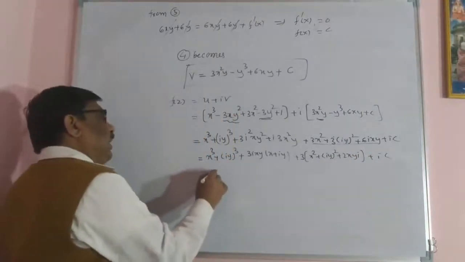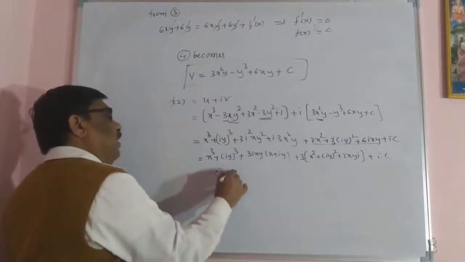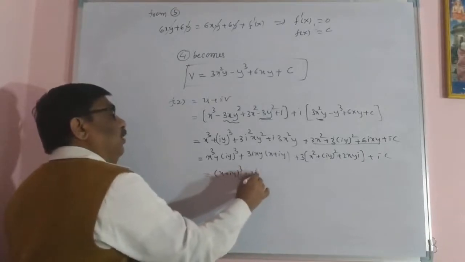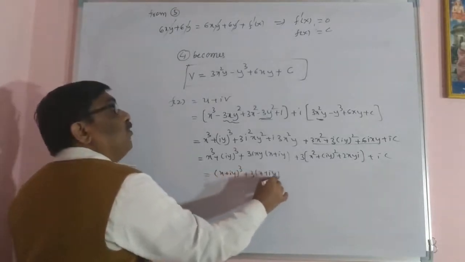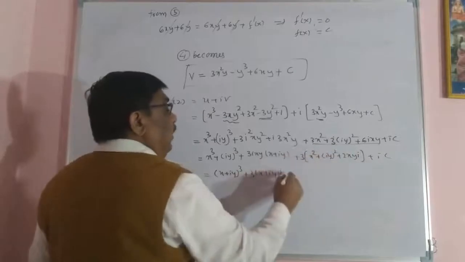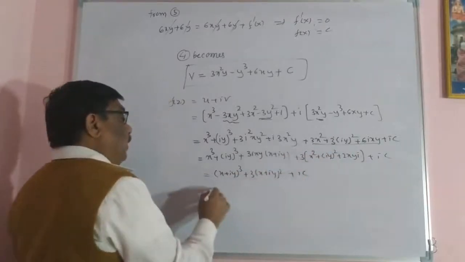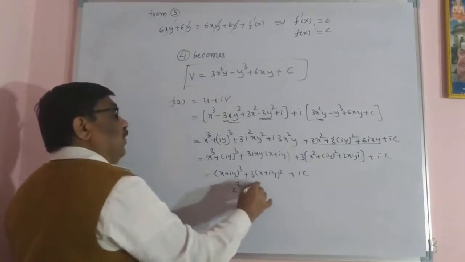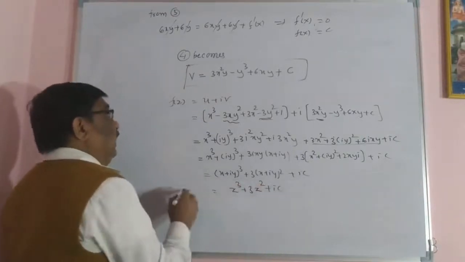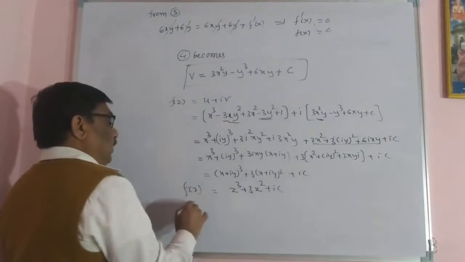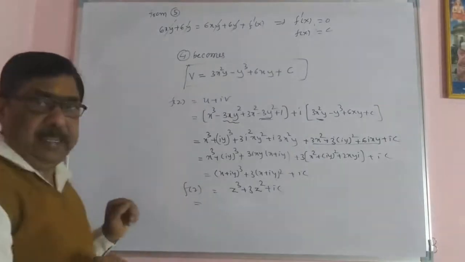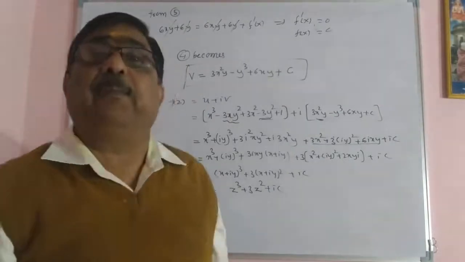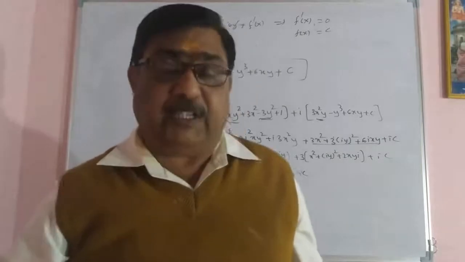This is (x + iy) cube plus 3 into (x + i) whole square, a square plus b square plus 2ab plus ic. Definitely it is z cube plus 3z square plus ic. This is f of z. This is how we are getting it. So these are the problems in the one fashion.